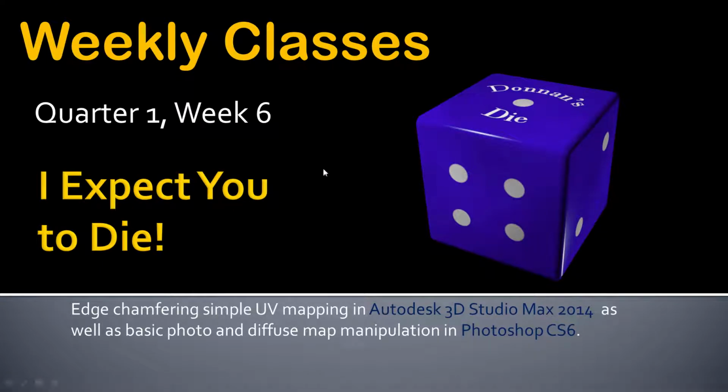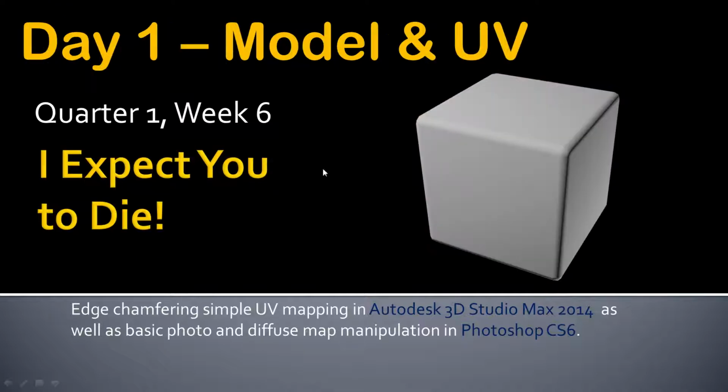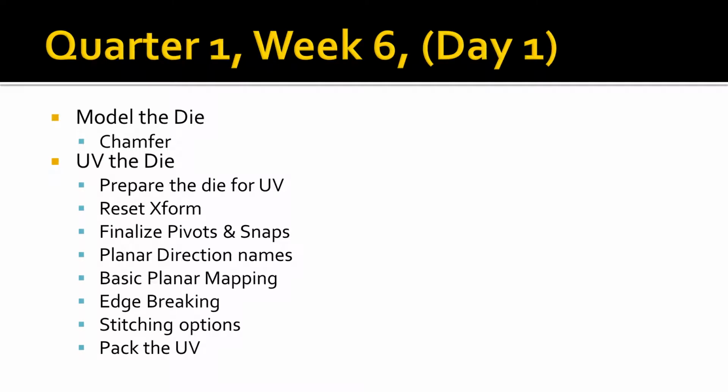So let's go through what we did yesterday, just as a reference. Yesterday was the model and UV day, where we actually modeled the die, which basically we chamfered, and that was it. So that was nice and done quickly. And then next we UV'd the die. We prepared the die for the UV by resetting the transforms and finalizing the pivot. We did planar directions. We talked about Z, X, and Y. And then we did some basic planar mapping. We broke some edges and stitched some stuff together. And then we packed the UV into our UV area.